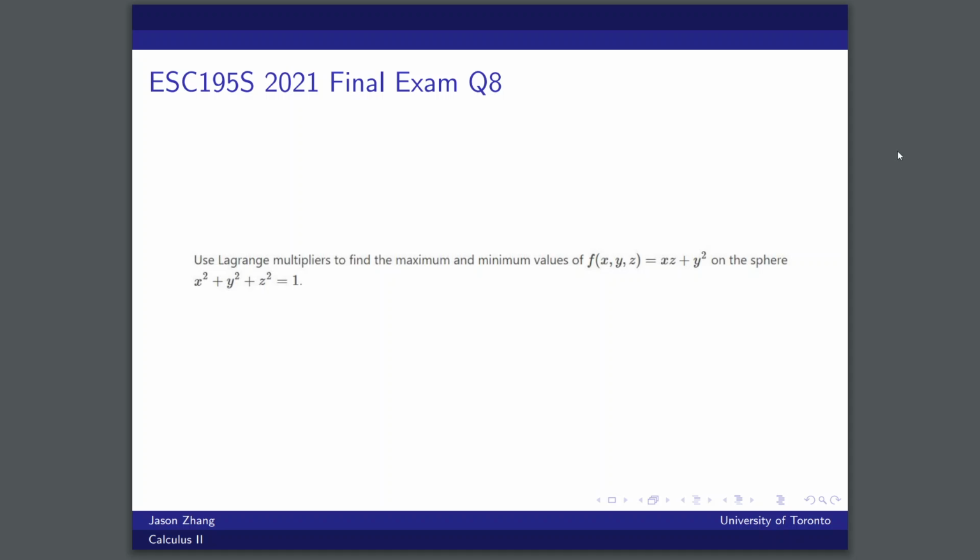But this is the question, and it's very simple. Basically, find the maximum and minimum values of a function f constrained to the sphere x squared plus y squared plus z squared equals 1. And we need to use Lagrange multipliers.